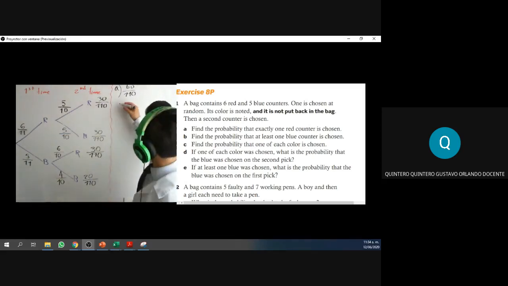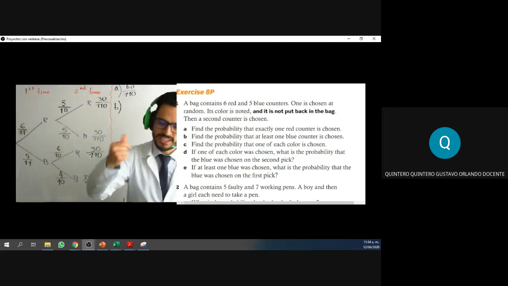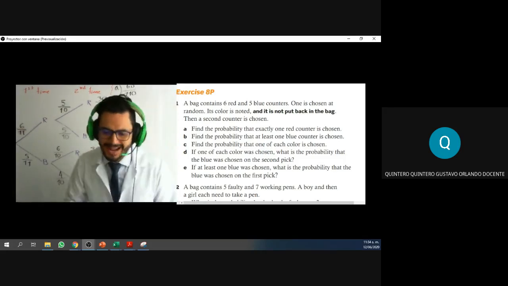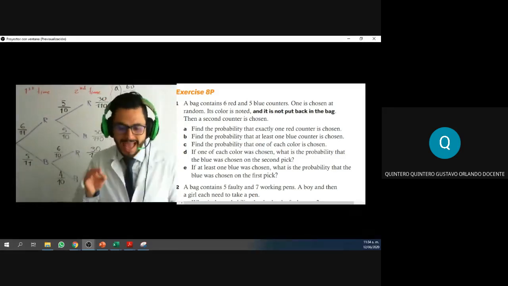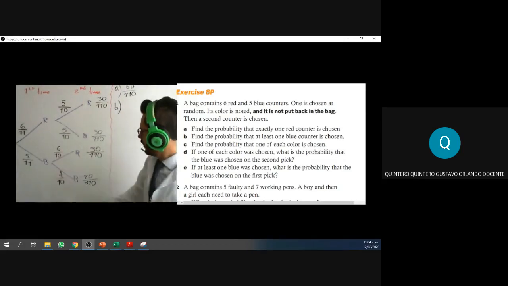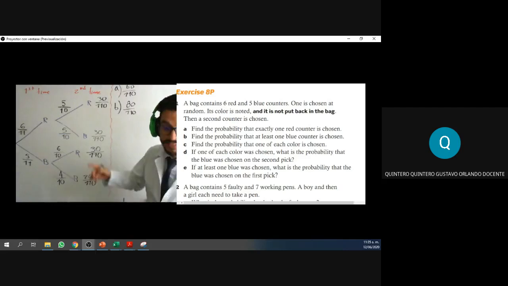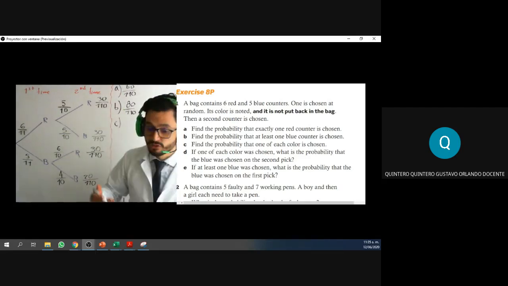All right, lightning round. Let's try to do B as soon as possible. Find the probability that at least one blue counter is chosen. At least. So for blue, we have 1, we have 2, and we have 3. So we add these 3. The addition will be 30, 60, 80. 80 over 110. Of course, I haven't simplified the first or the second one, right? I have to do that.